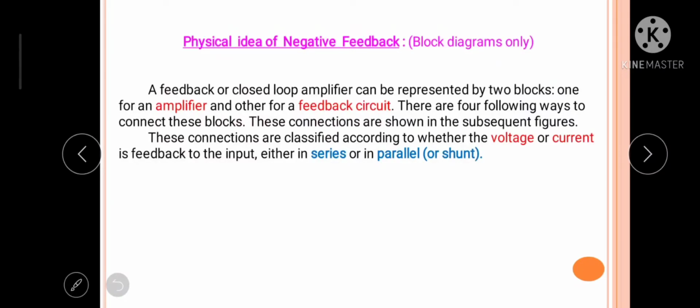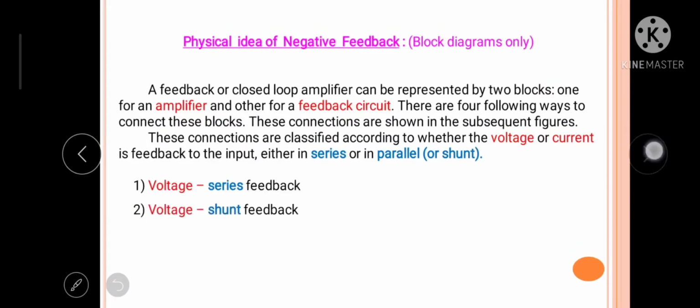A feedback or any closed loop amplifier can be represented by two blocks, one for an amplifier and the other for a feedback circuit. So there are four ways to connect these blocks. Actually, these connections are shown in subsequent figures. These four connections are classified according to whether the voltage or current is fed back to the input, and also whether they are connected in series or in parallel with the input.